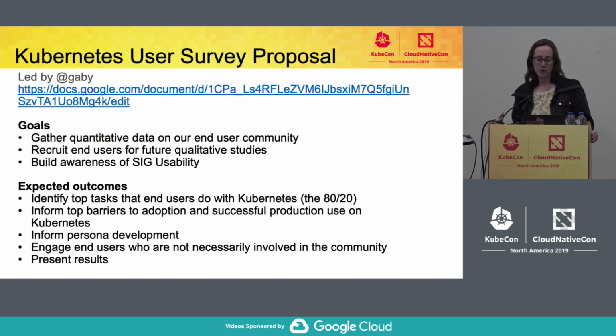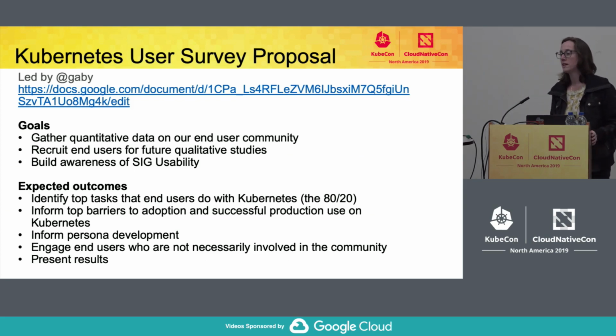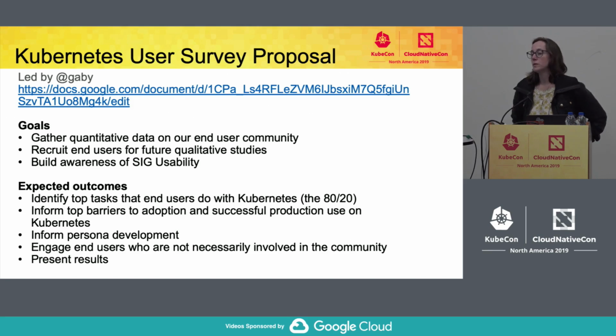But basically what we're looking at with this is, let's gather quantitative data on our end user community. Let's recruit end users for future qualitative studies and start having people that we can start reaching out to as we're starting to better understand different pockets of our community. And let's also build awareness of SIG usability. We know that there was a ton of interest when we launched this project just because of the reactions we got from the mailing list. And so we want to make sure that people are aware of the work we're doing, the progress we're making, and kind of build a ramp towards more and more successful interactions with the rest of the Kubernetes project.